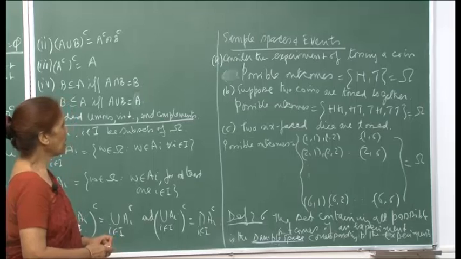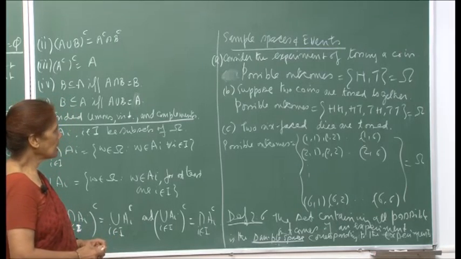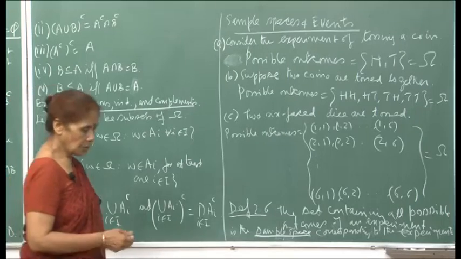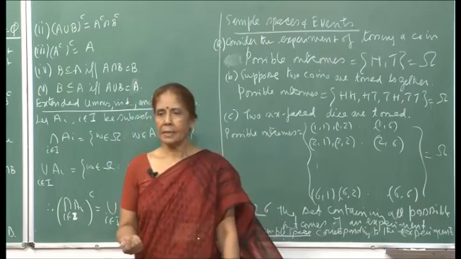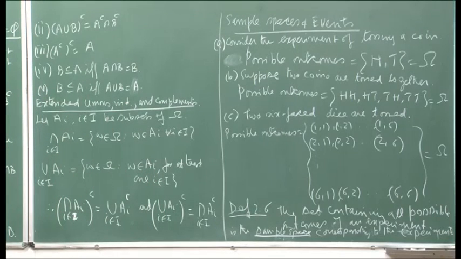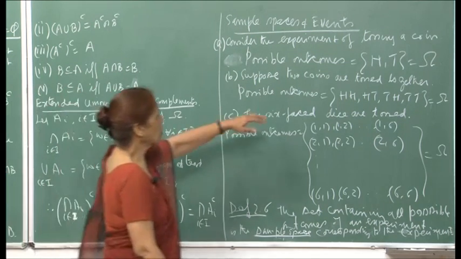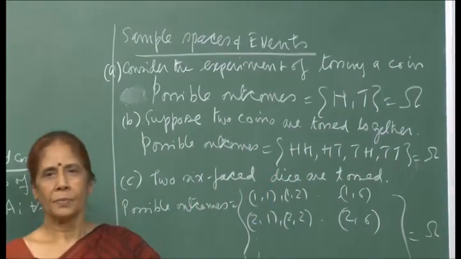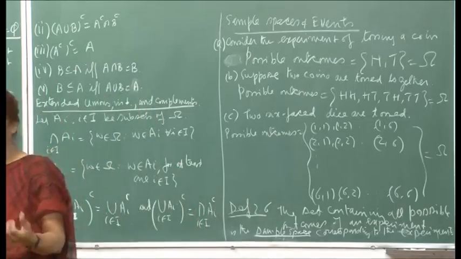For example, consider the experiment of tossing a coin. A single coin is tossed, and what are the possible outcomes? Either I will get a head or a tail. These are the two possible outcomes. So, you just collect all possible outcomes of an experiment, and that will be our concept of a sample space. For that particular experiment, this is my universal set.